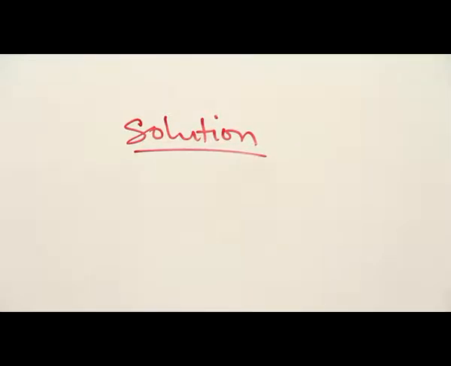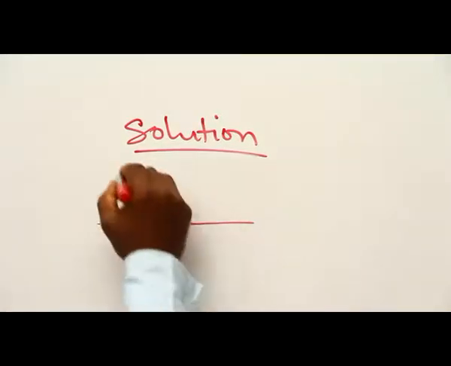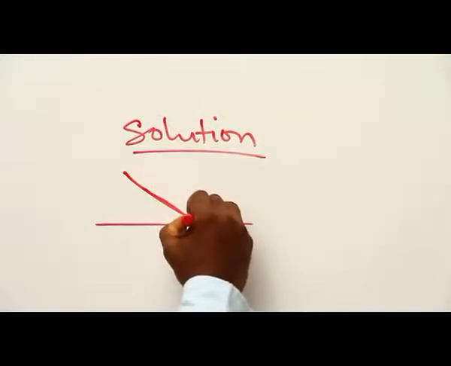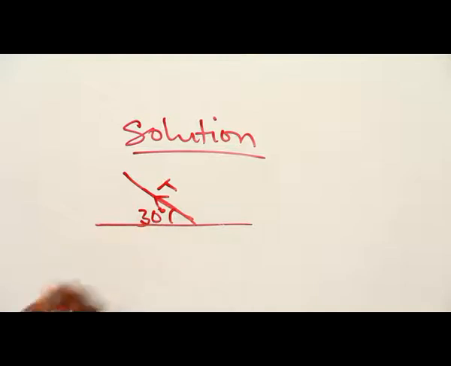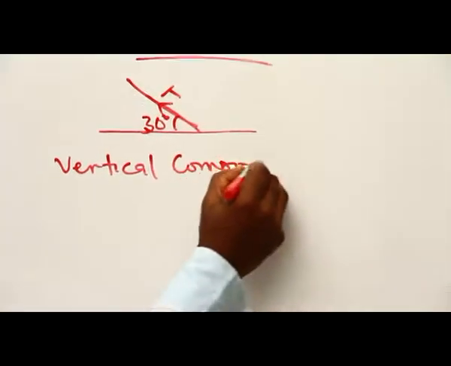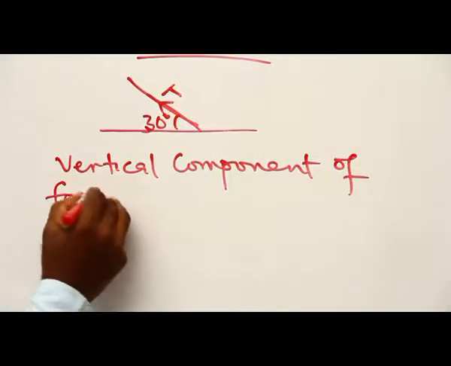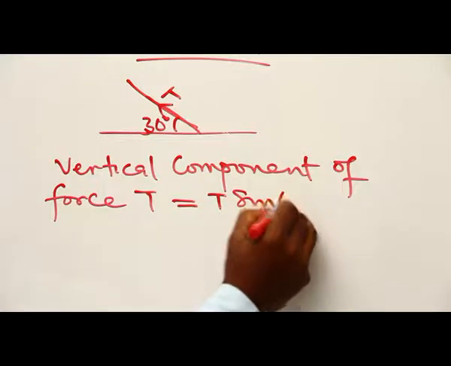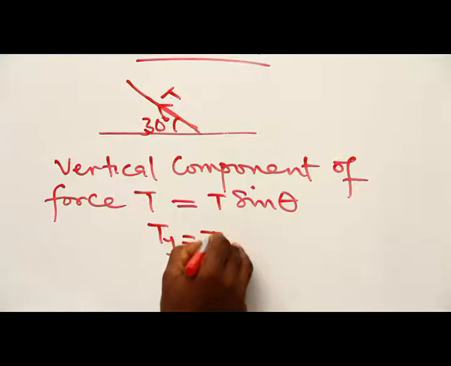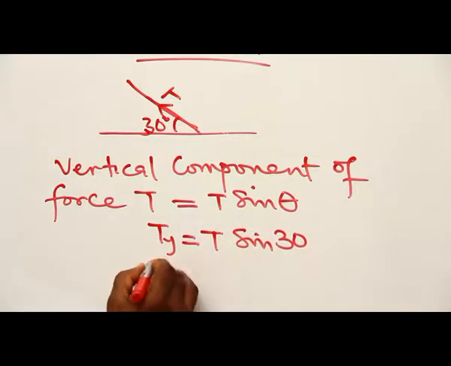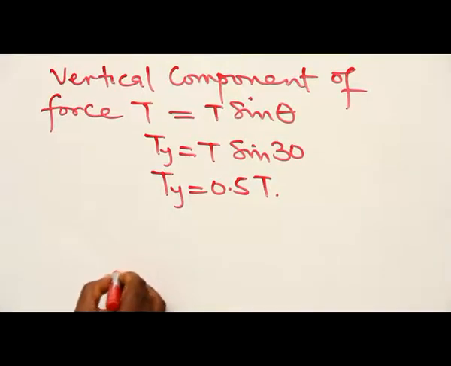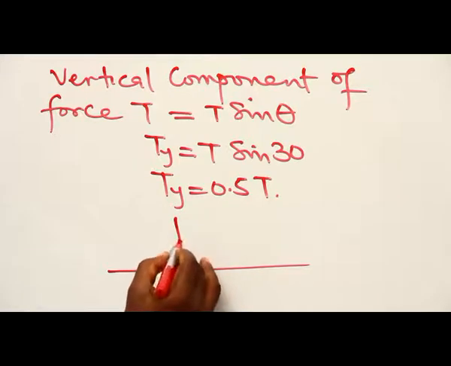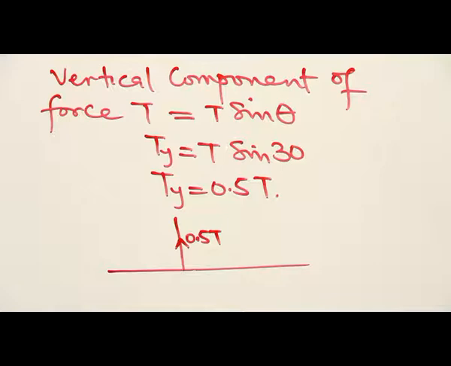So the first work to do is to get the vertical component of that force. We have force T at angle 30 degrees on this body. For us to get the vertical component of force T is T sine theta. That will give us T sine 30. So that vertical component is 0.5 T. Then we can redraw our beam, now like this with a vertical force called 0.5 T. That's the value of the vertical force.